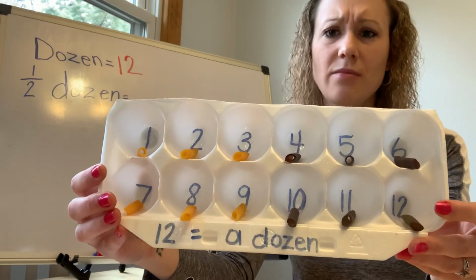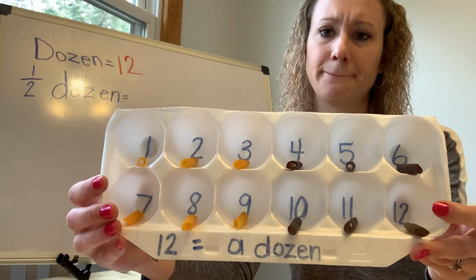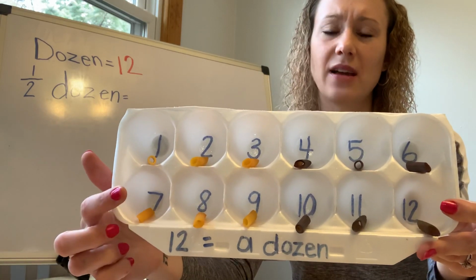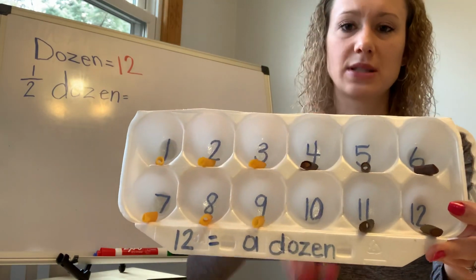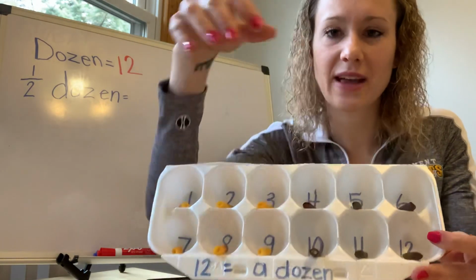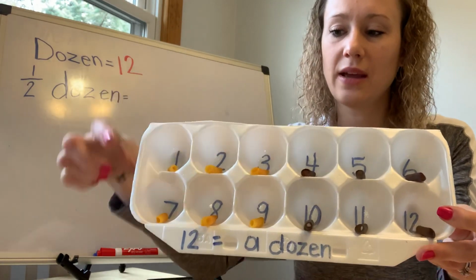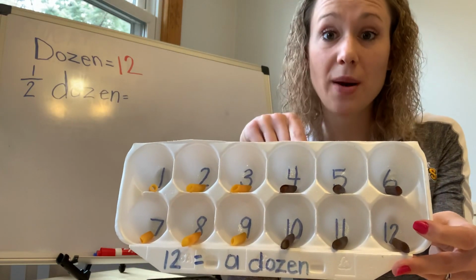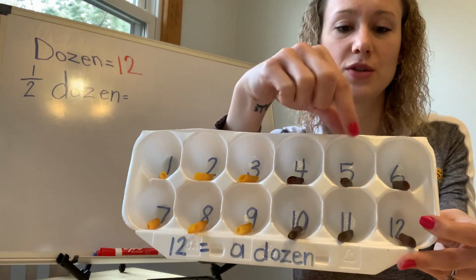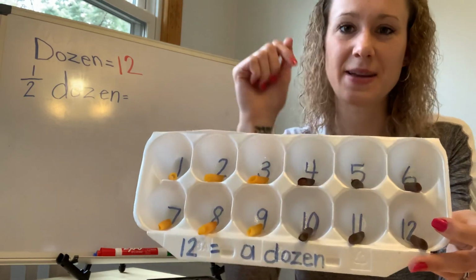Now, I want you to look at the colors I put in there. I have yellow and purple. Let's see how many yellow I have. Count with me. Ready? Go. 1, 2, 3, 4, 5, 6. Now let's see how many purple I have. 1, 2, 3, 4, 5, 6.